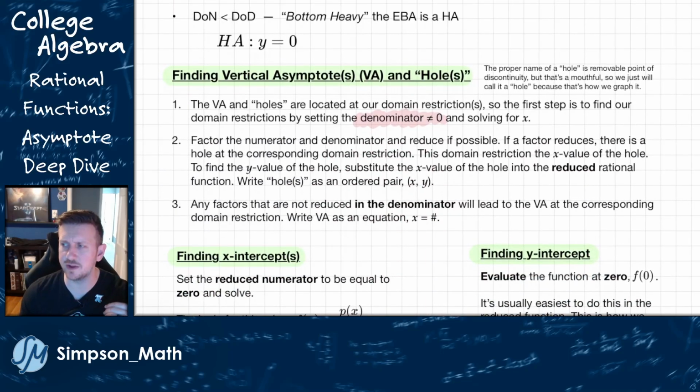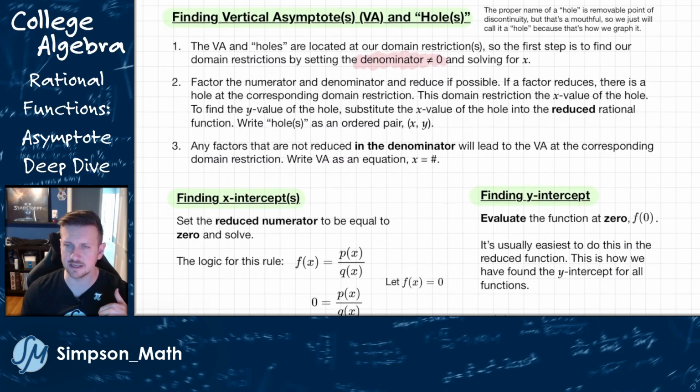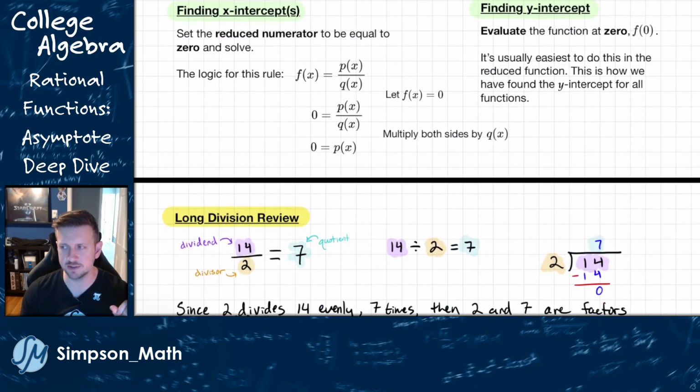The rest of the notes here should be a reference page you saw in a previous video about how to find vertical asymptotes and holes and x and y intercepts.